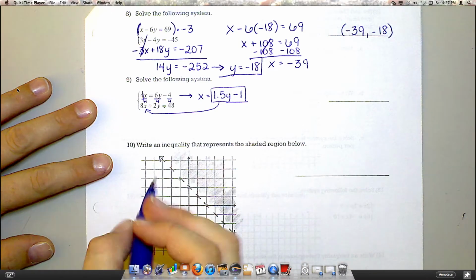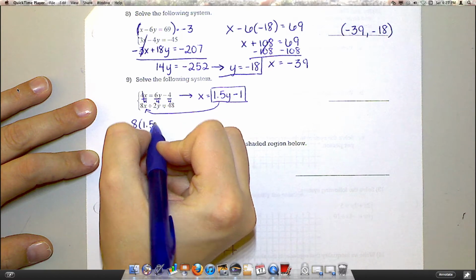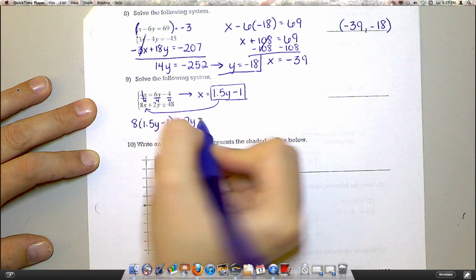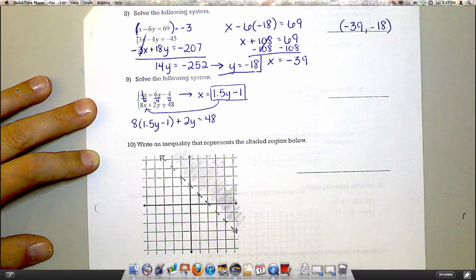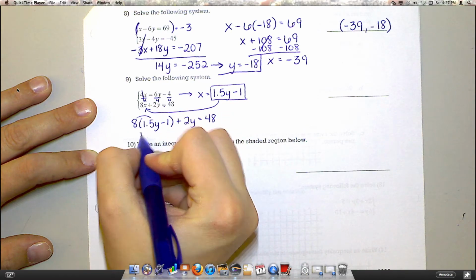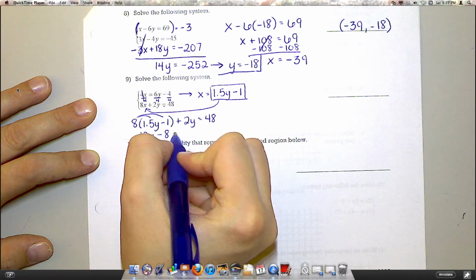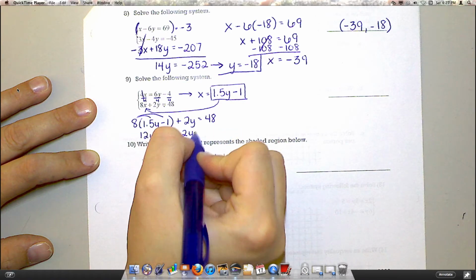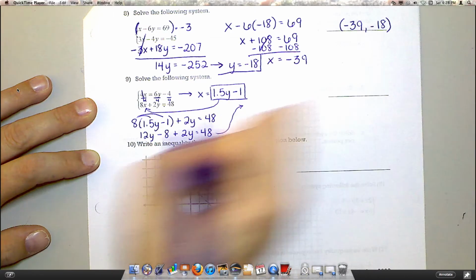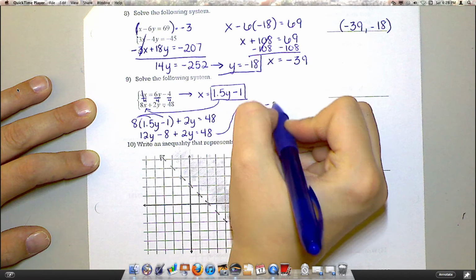And then I can plug this, the 1.5y minus 1, in for x down here. So now that is going to say 8 times (1.5y minus 1) plus 2y equals 48. I'll go ahead and simplify this. 8 times 1.5y is going to leave me with 12y. 8 times negative 1 is negative 8, and then plus 2y here. When I combine my like terms here, I end up with 14y minus 8 equals 48.